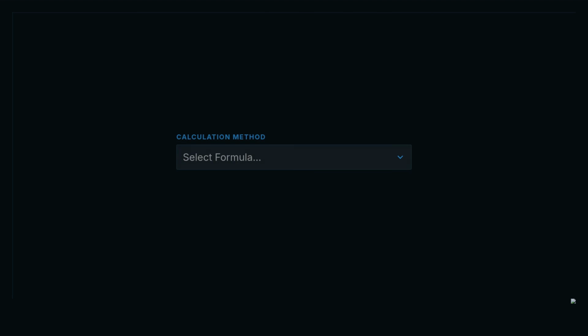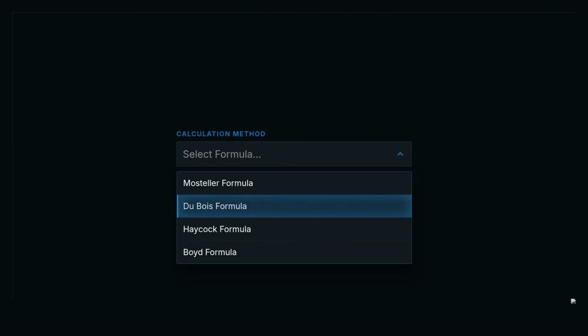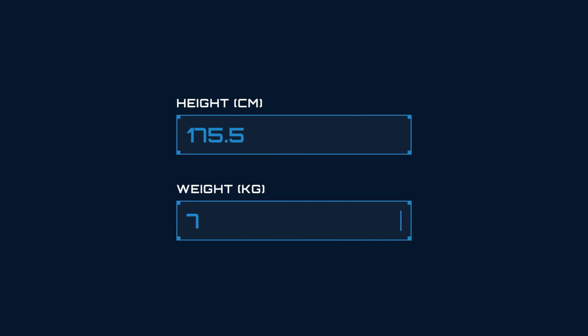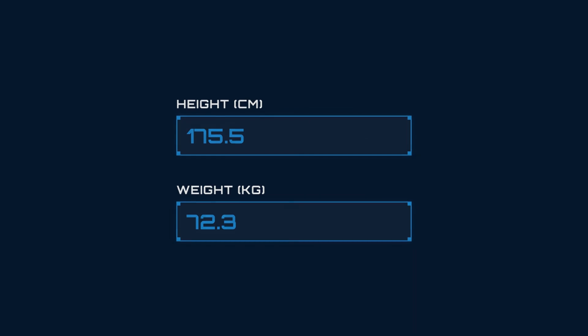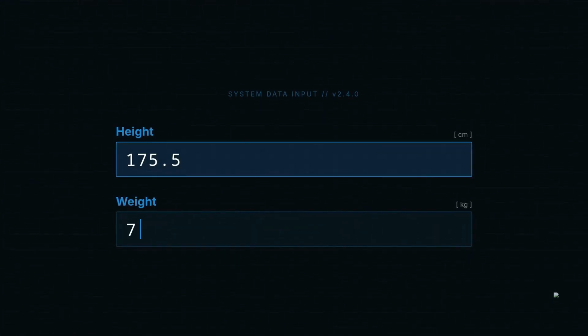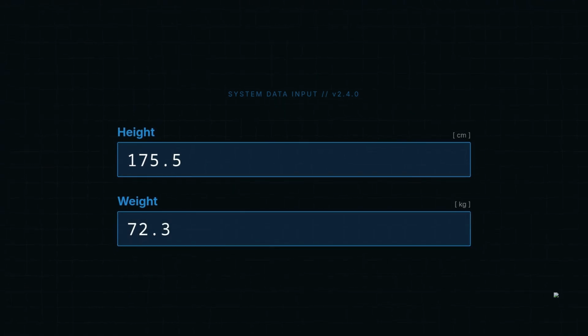For this demonstration, I'm using the Du Bois formula, which is already selected. There are 2 input fields. First is height in centimeters with a placeholder showing example 175.5. Second is weight in kilograms with a placeholder showing example 72.3. Let me enter a height of 175.5 centimeters and a weight of 72.3 kilograms.